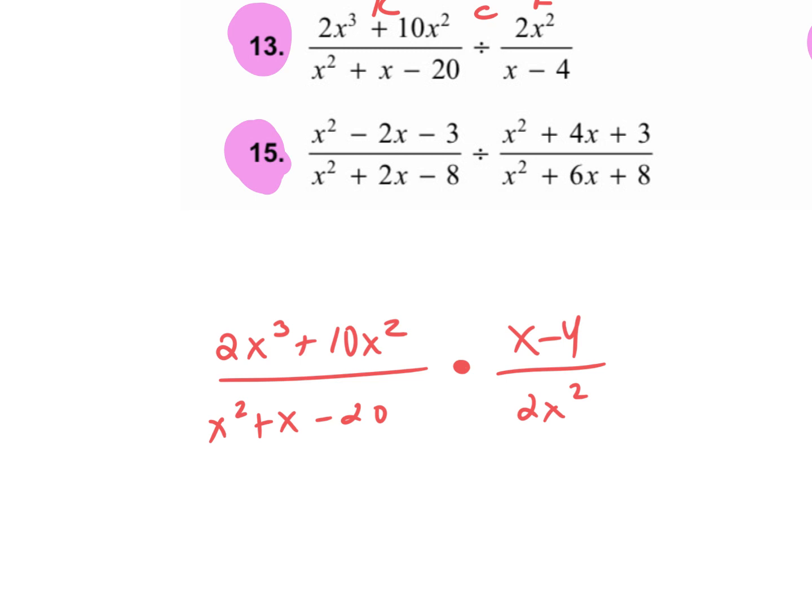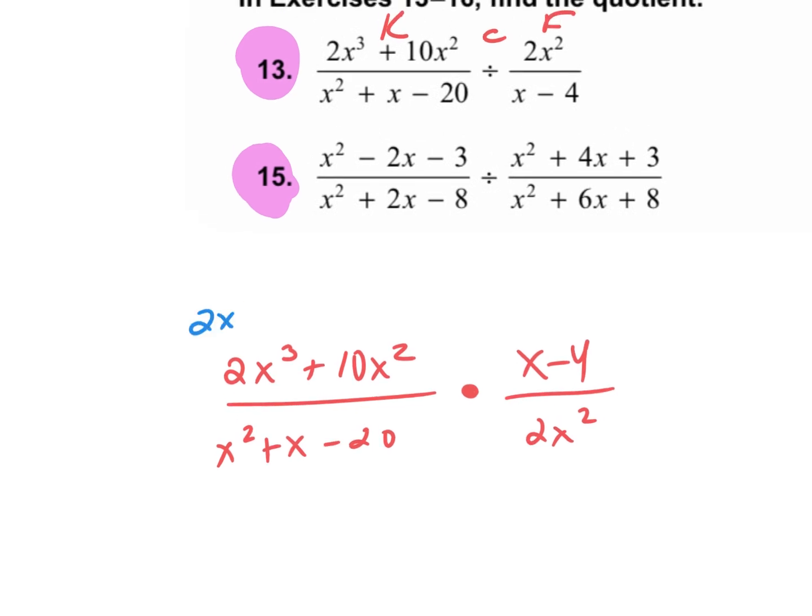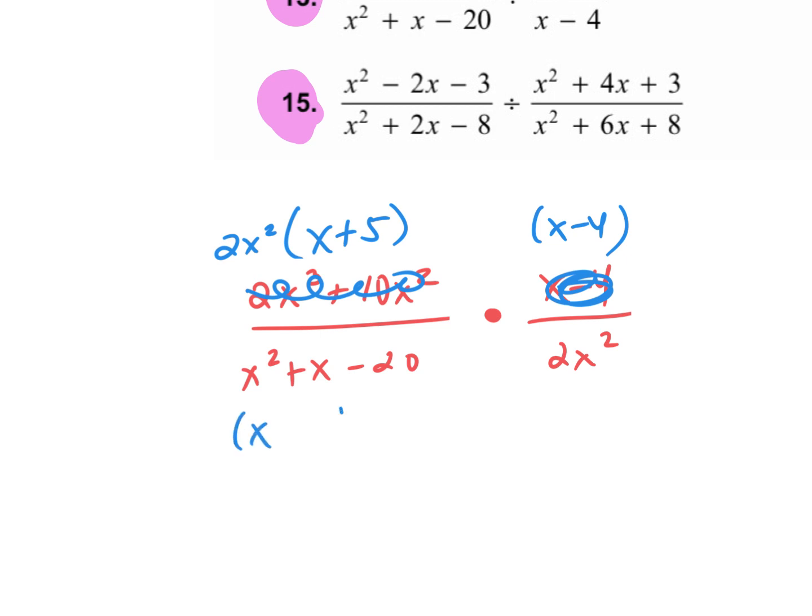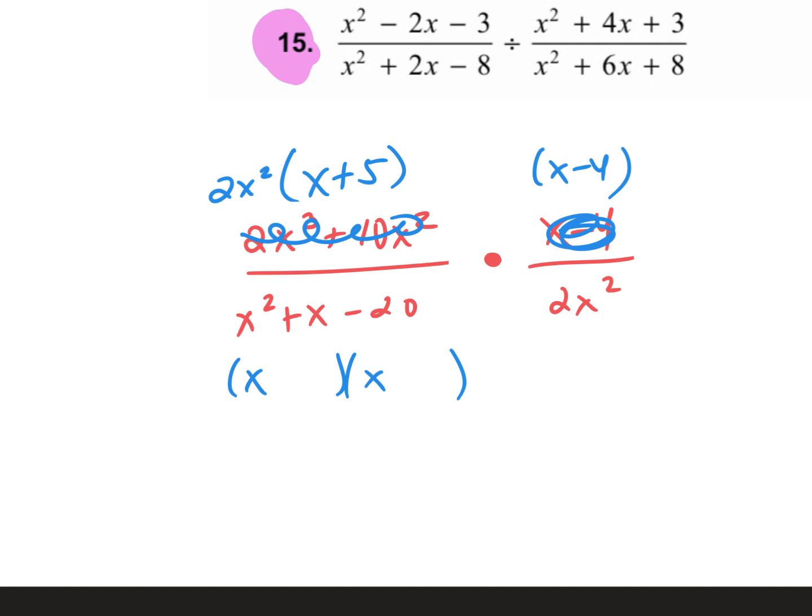Top left, what can I take out here? I can take out a 2x squared, correct? And I'm left with what? x plus 5. Here I just have an x minus 4, just leave it. 2x squared, and then what can I do here? What are the factors of negative 20 that multiply to give me negative 20, but add to give me a 1? Plus 5, minus 4.